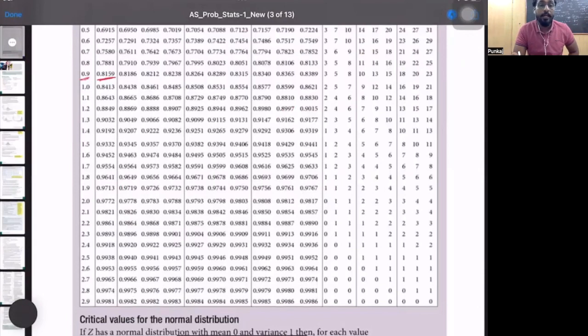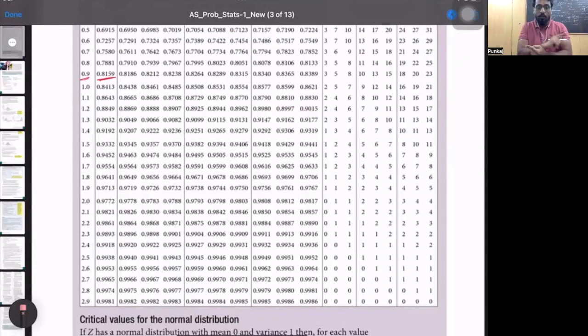No, that's not the correct way. That's absolutely wrong. You already know what the probability is. You don't know for what value of z that probability is going to be there. 0.9 is the probability given to me, so I already know the probability is 0.9. I just want to find for what value of z this probability is 0.9.